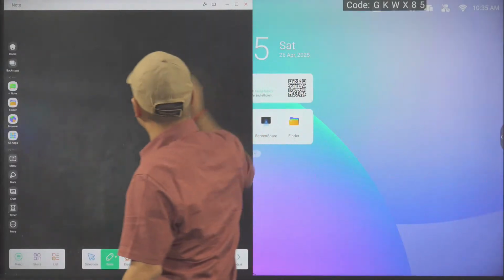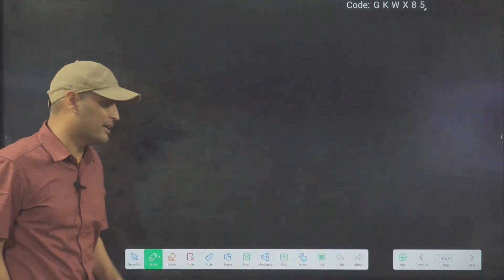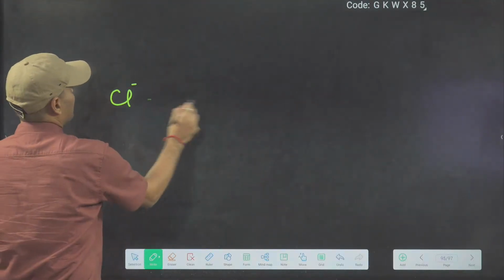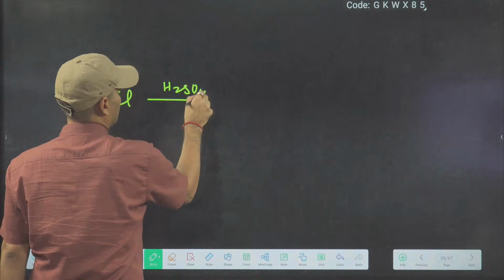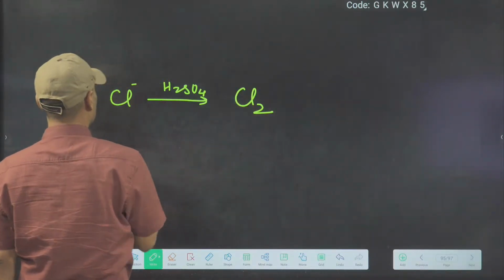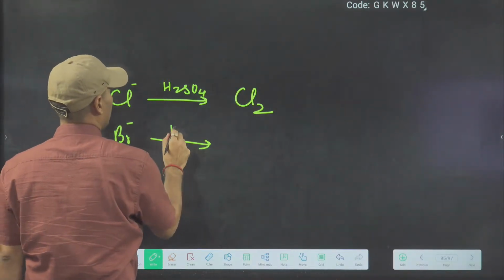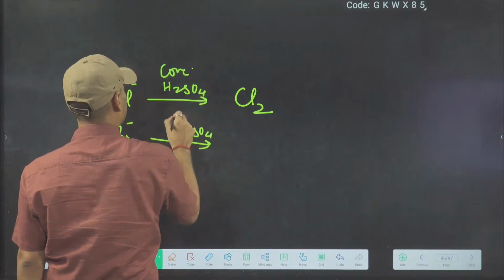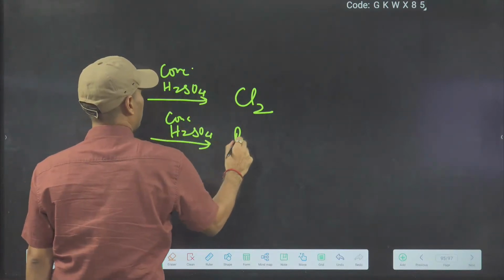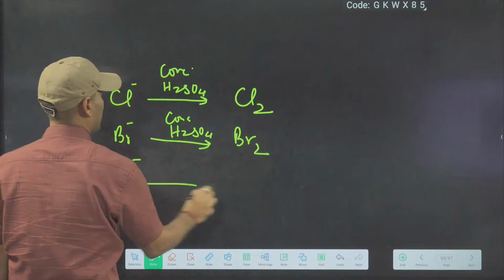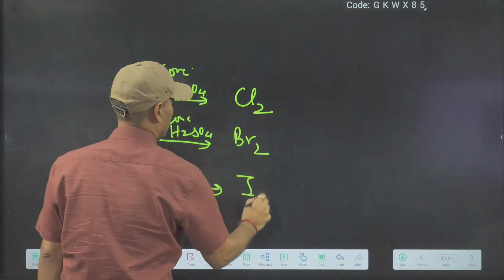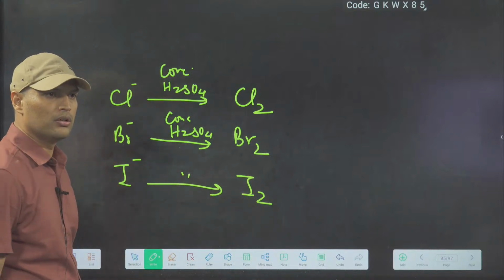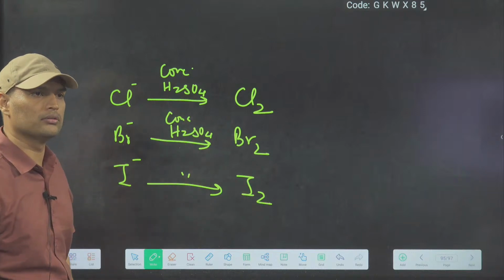Preliminary tables are there which you can do. They will ask you: Cl minus is there, H2SO4 is there, will you get Cl2? Br minus is there, concentrated H2SO4 is there, will you get Br2? I minus is there and concentrated H2SO4 is there, will you get I2? Which reaction is wrong?